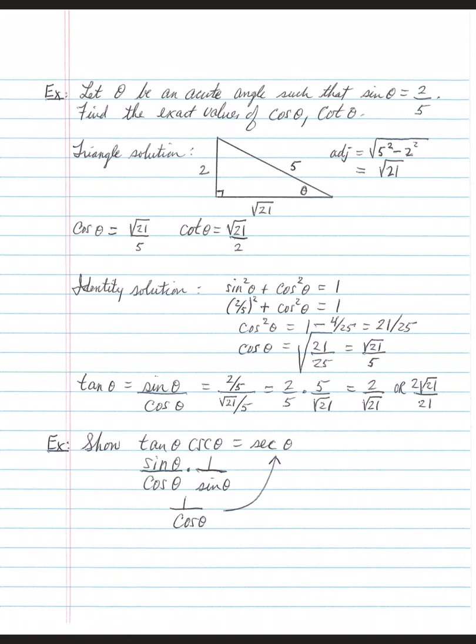Some of your homework requires you to simplify or prove an identity or just simplify an expression. For this one, we're going to use some identities to show that tan theta times cosecant theta is equal to secant theta. Well, this identity for tangent, you can rewrite tangent as sine over cosine.